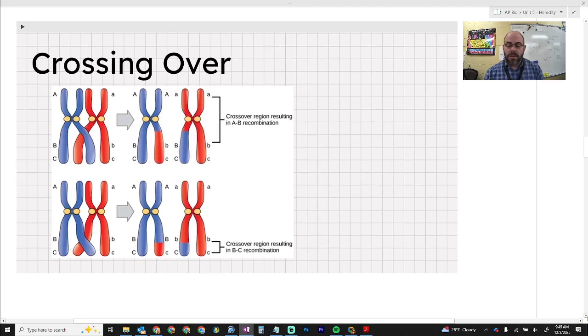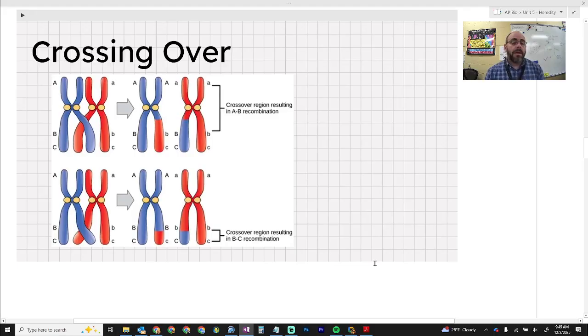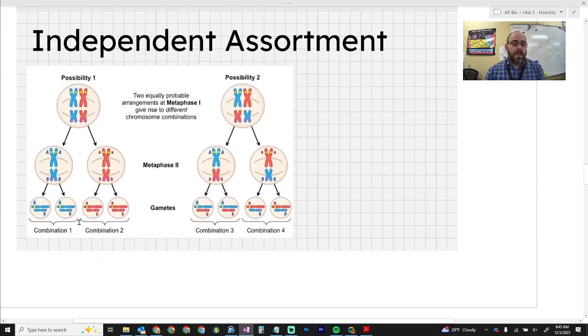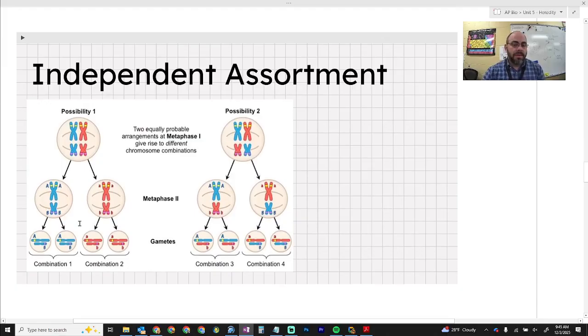I've had students confused on that in the past, and this is a normal thing that occurs. And again, it's a good thing. Another way that this can occur is the principle of independent assortment. We're going to learn about Mendelian genetics soon enough, but this is one of Mendel's principles.